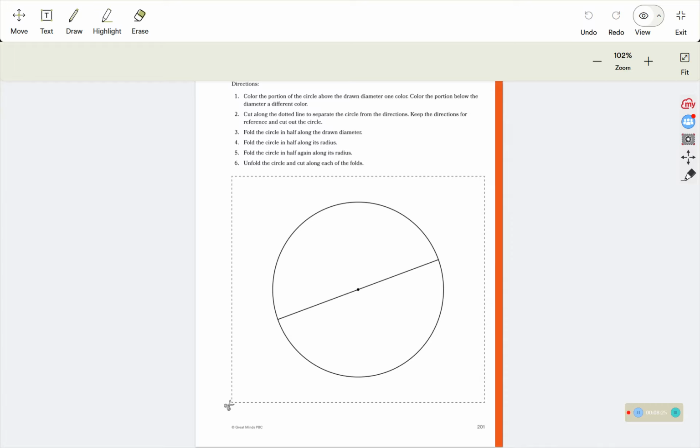What are some things you might wonder about the area of a circle? Is there an exact area, or are we only going to have approximations for that as well? We're going to start by coloring the portion of the circle above the diameter one color. So you're filling in this section with one color. Then color the portion below the diameter a different color. So I have pink and yellow.